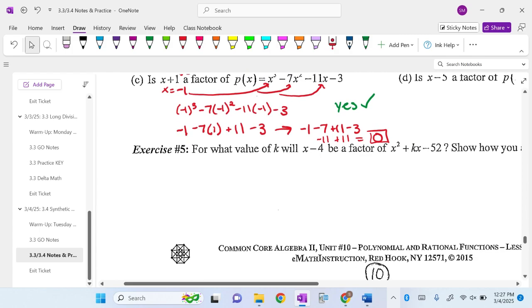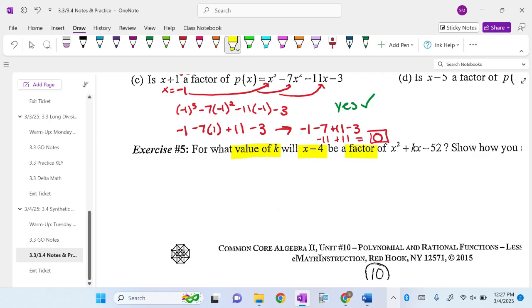Now, the last thing you got to do, and I'm showing you this example because you do have something like that on your test. So this is kind of important to take note of. What value of k will x minus 4 be a factor of x squared plus kx minus 52? You guys may think this will be the hardest thing you'll ever do in your life. It's actually super easy because we're still doing the exact same thing that we do.